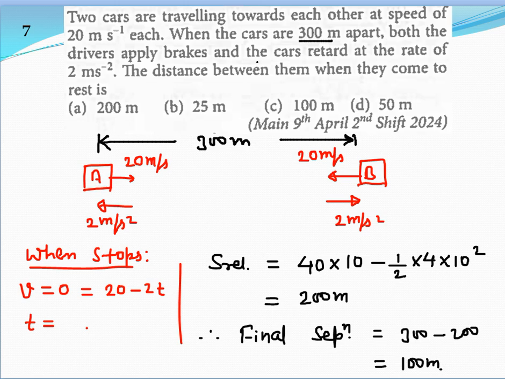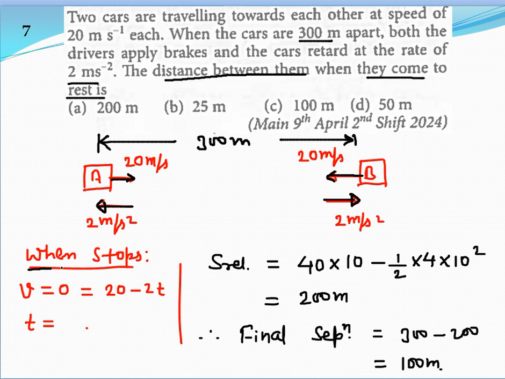Both the drivers apply brakes and the car retards at the rate of 2 meter per second square. The retardation I have shown here, 2 meter per second square. Retardation is what? It is actually opposite to the direction of the motion. So here we see, when the car stops, we have to calculate the distance between them, the distance between them when they come to rest.